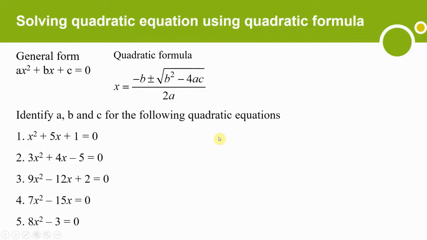Right, so let's try and do some questions on identifying the coefficients a, b, and c. This practice is important for us to use this formula. Just be careful with questions 4 and 5 because one term is missing. So whenever a term is missing, that means it is 0. So you may pause the video for a while to try this.